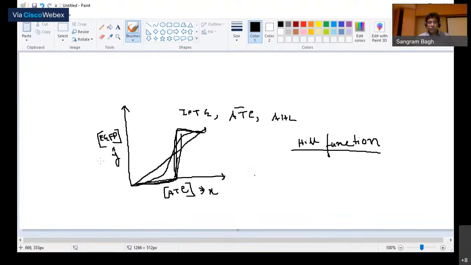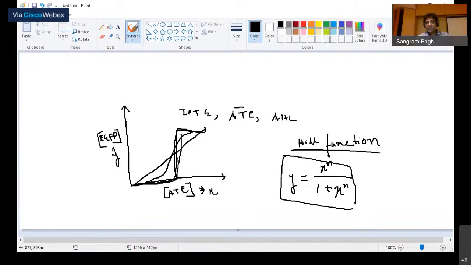If it's y and x, the simplest form of this equation would be y equals x to the power n divided by 1 plus x to the power n. That is the simplest Hill function.